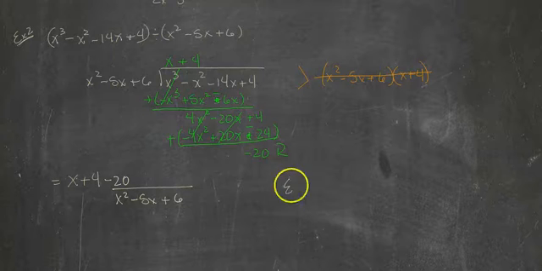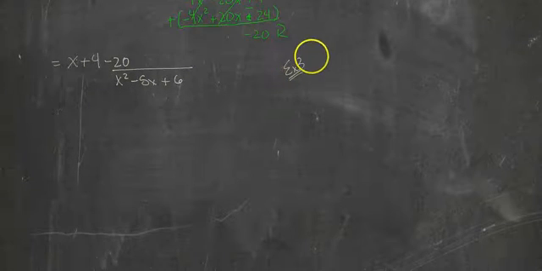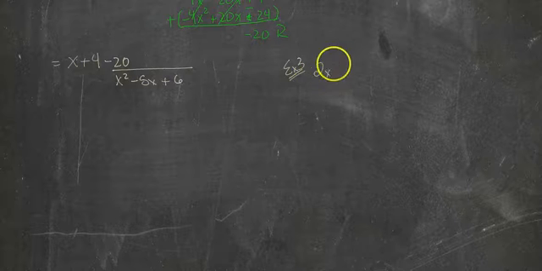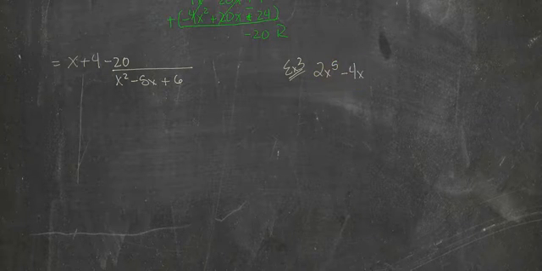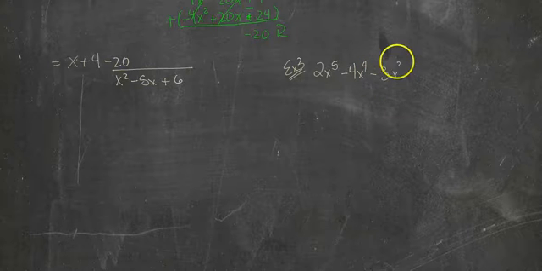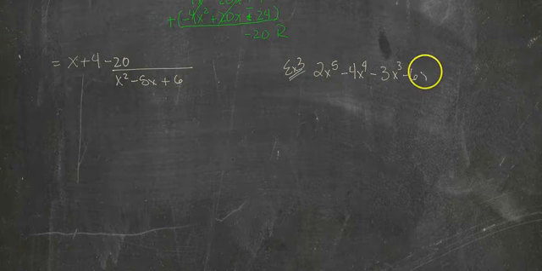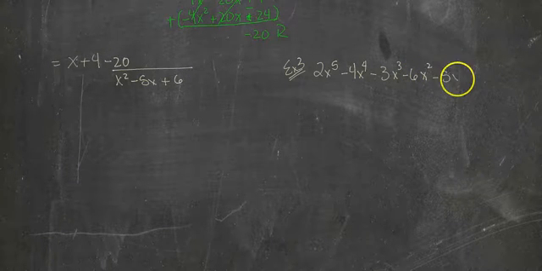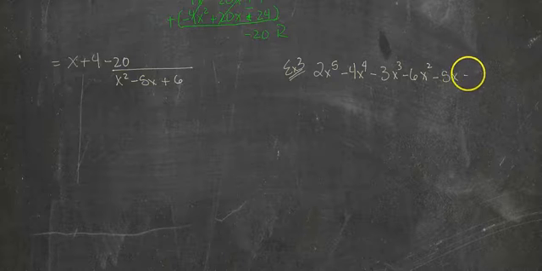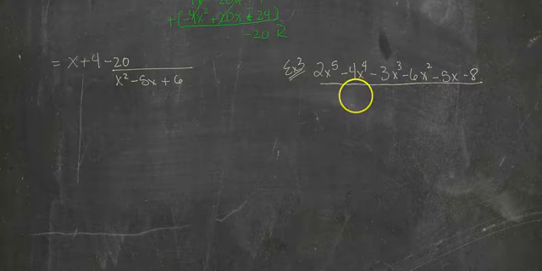One more example. I want to divide 2x to the 5th minus 4x to the 4th minus 3x cubed minus 6x squared minus 5x minus 8. And I want to divide this by x minus 3.